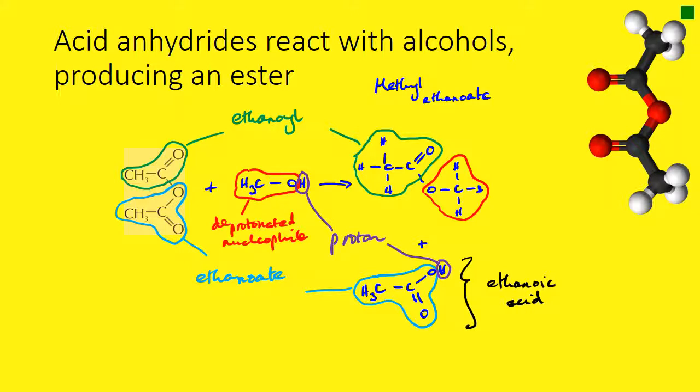So in summary, we started off with ethanoic anhydride, which is here, and we made methyl ethanoate and ethanoic acid just by reacting it with methanol. That was our methanol here. There we go. That looks a bit complicated now, but hopefully you followed it as we went along.